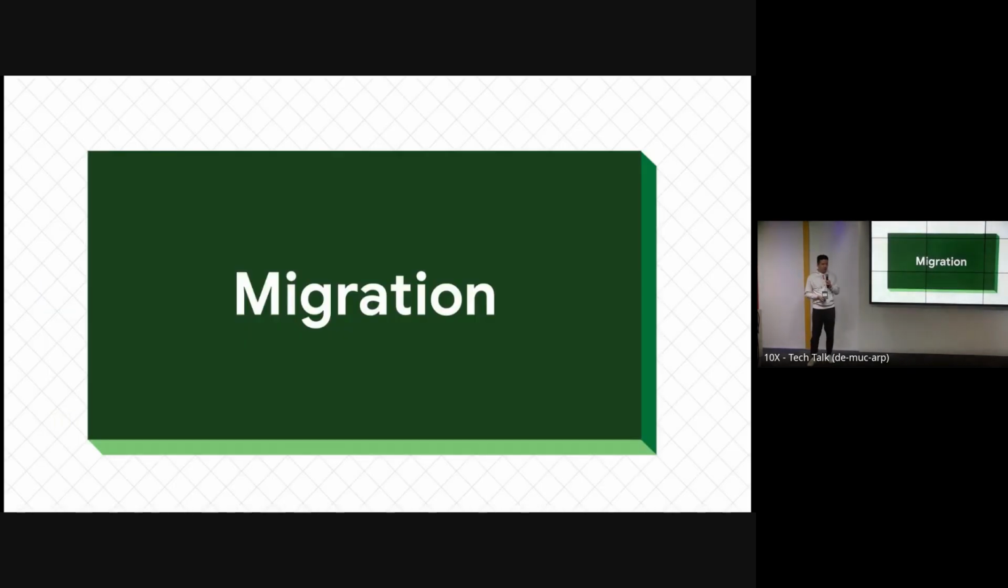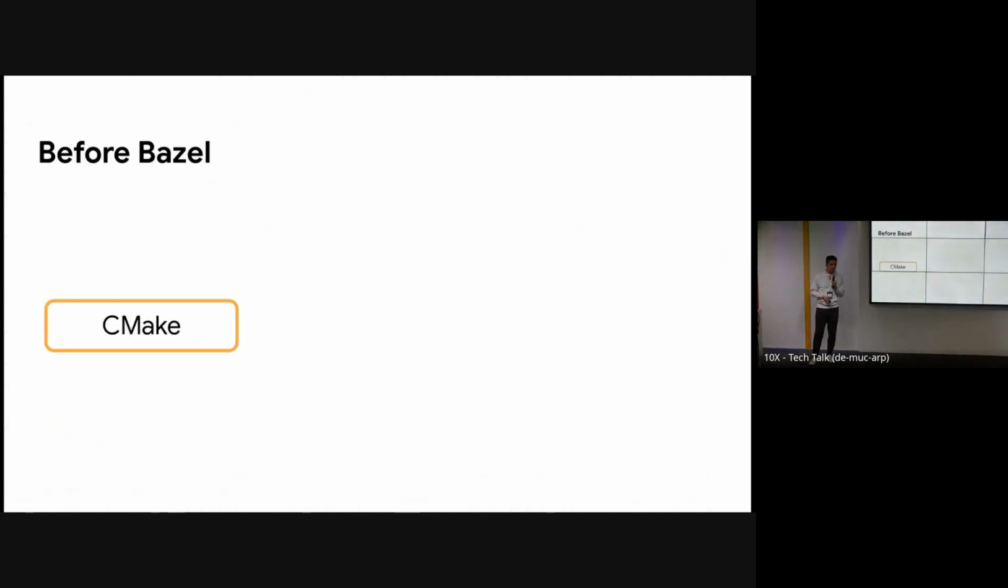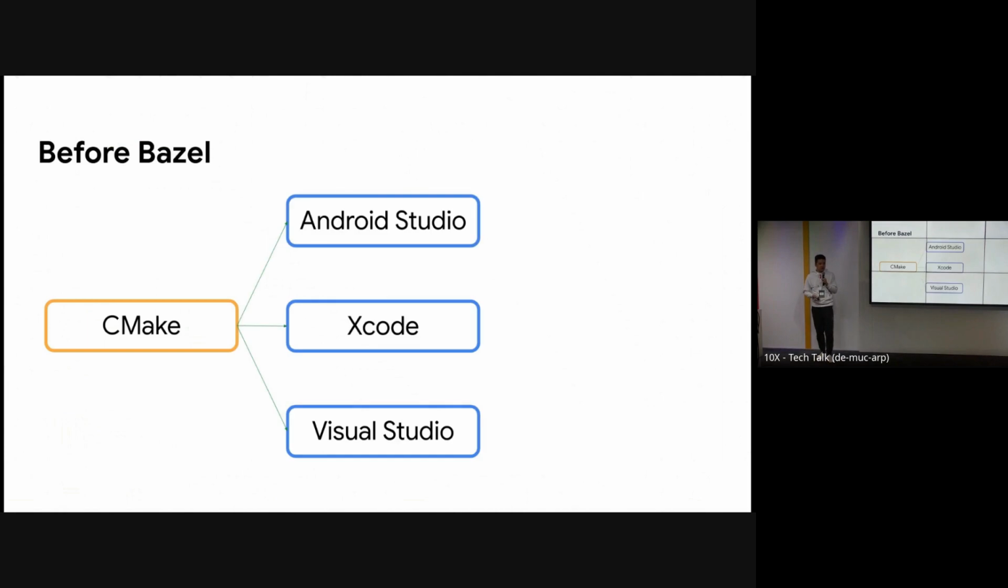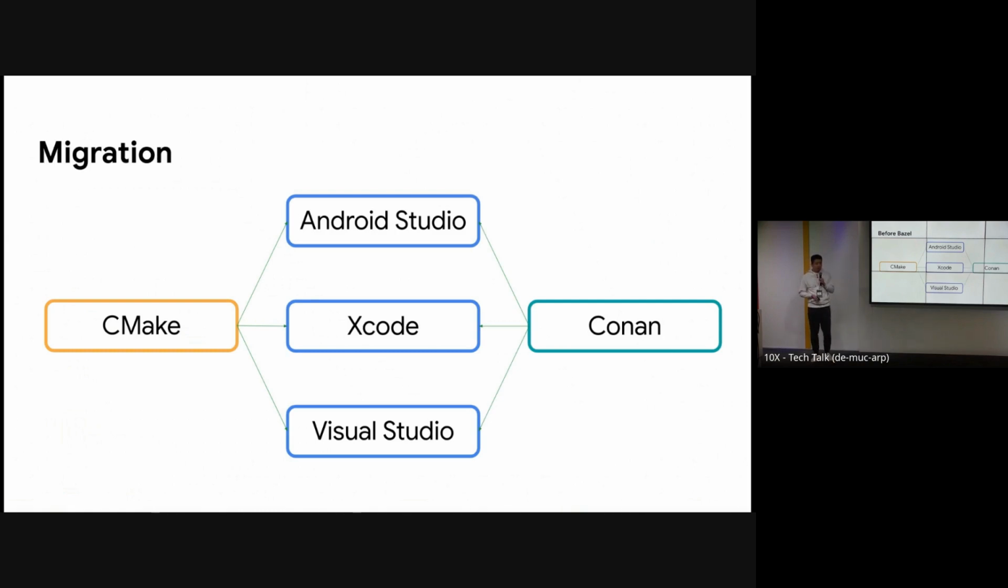So let's start the migration. Before Bazel, NeoX used CMake to generate Android Studio, Xcode, and Visual Studio projects to build for each target platform. All the C++ dependencies are managed by Conan. It's a very simple setup. So we wanted to migrate seamlessly from the CMake-based solution to Bazel without stopping normal development.